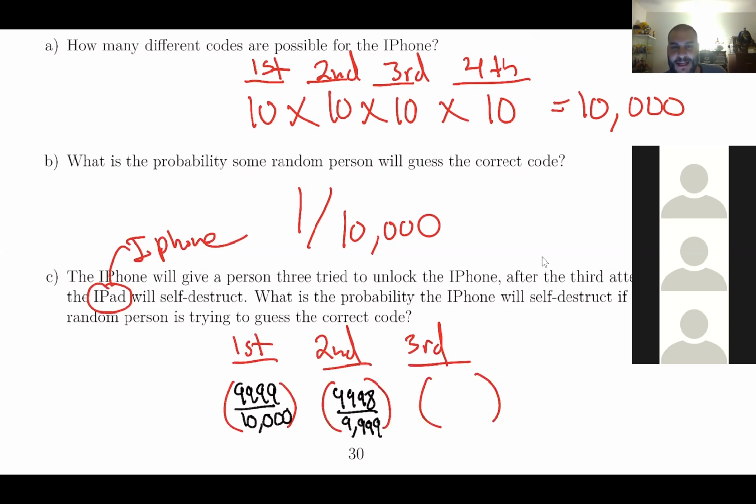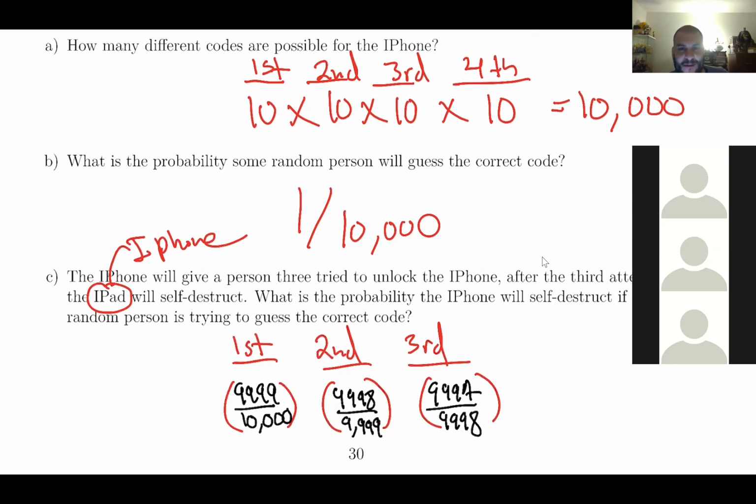All right, lastly, let's do the third attempt. For the third attempt, what should the probability be? Good job, Stephanie. 9,997 divided by 9,998. All right, everybody go with these fractions.